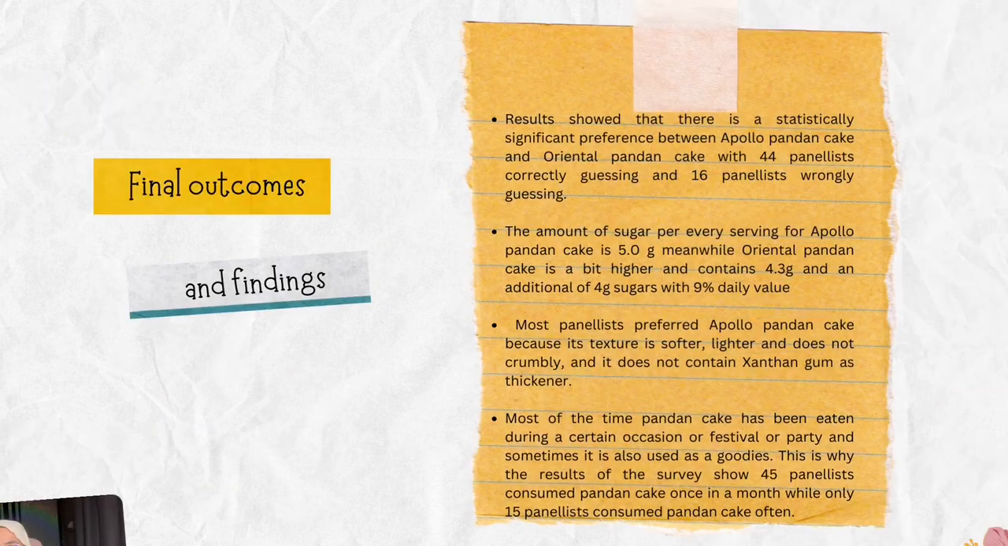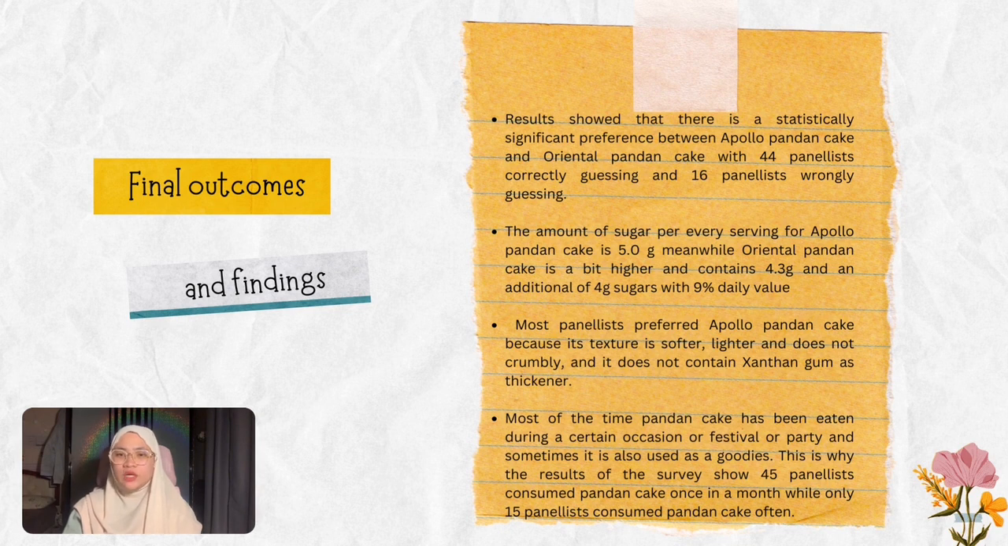Results show that there is a statistically significant preference between Apollo Pandan cake and Oriental Pandan cake, with 44 panelists correctly guessing and 16 panelists wrongly guessing. The amount of sugar per serving for Apollo Pandan cake is 5 grams, while Oriental Pandan cake is a bit lower and contains 4.3 grams, and an additional 4 grams of sugars with 9% daily value. Most panelists prefer Apollo Pandan cake because its texture is softer, lighter and not crumbly, and it does not contain xanthan gum as a thickener.